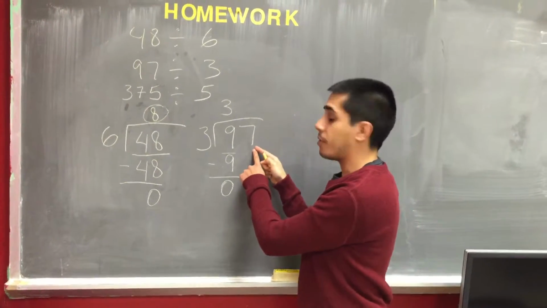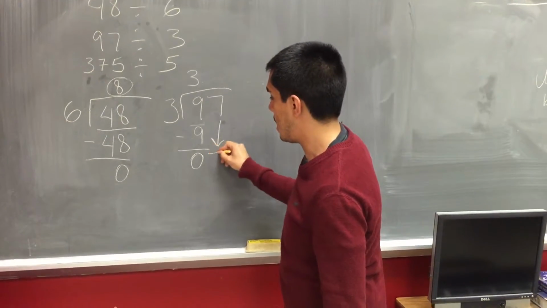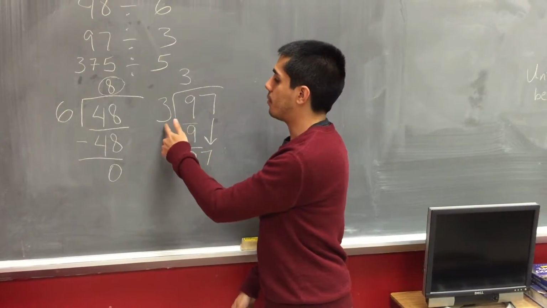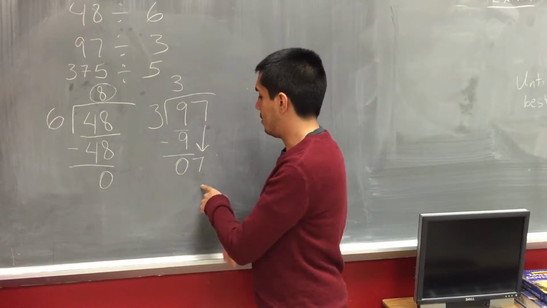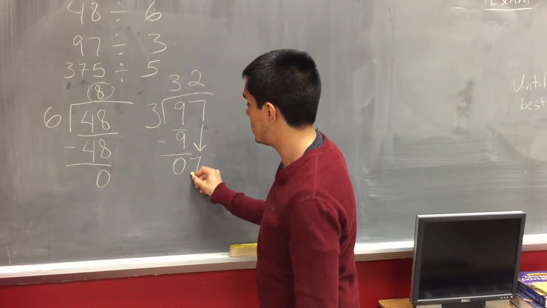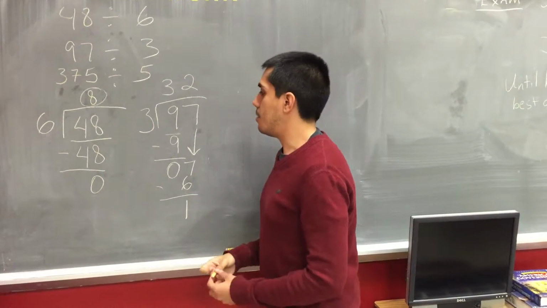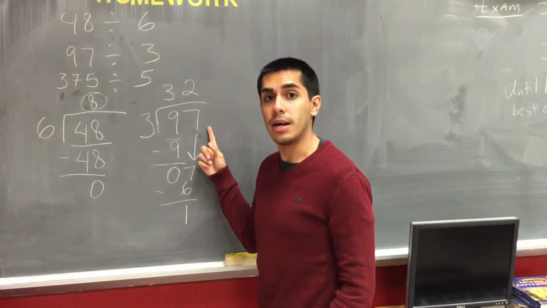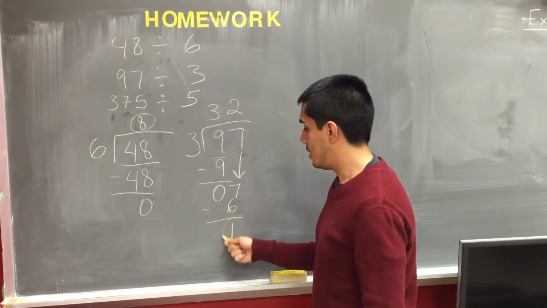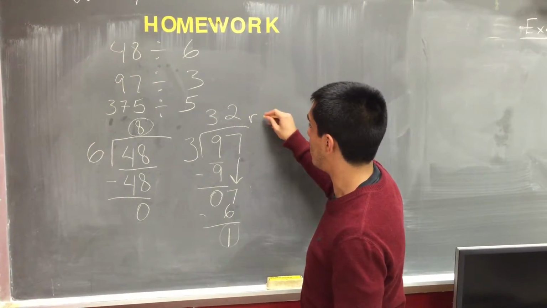So then there's another number right here. When there's another number, they should bring it down with an arrow. And now they are dividing with this. So can 3 go into 7? Yes, it can. By how much? Twice. 2 times 3 is 6. And 7 minus 6 is 1. Now, if there is no number left here in the box that they can bring down, that means they're done dividing. And this number is their remainder. So the answer is 32 with a remainder of 1.